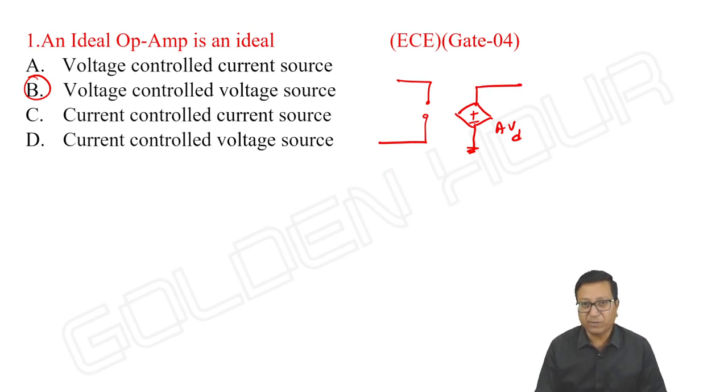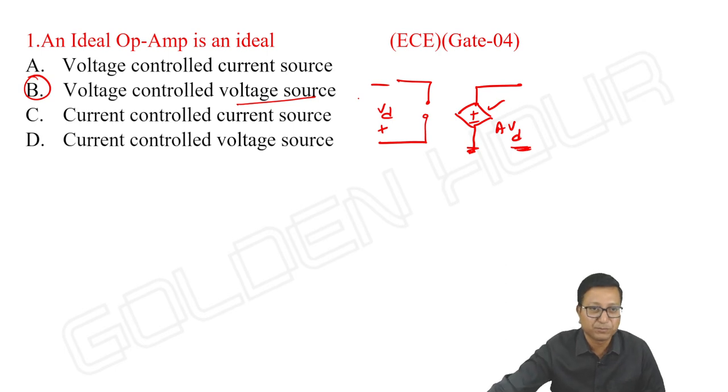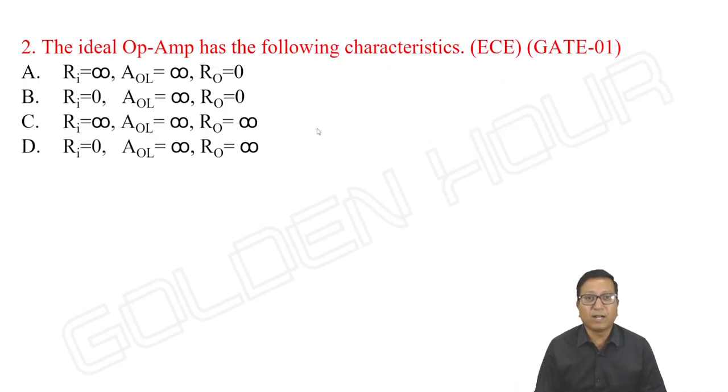So a dependent voltage source. That's a voltage source, which is controlled by voltage. VD is the differential input voltage. That's why we write, it is a voltage source controlled by voltage. Voltage controlled voltage source. Ideal op-amp has the following characteristics. It has infinite input impedance, infinite gain, AOL stands for open loop gain, and zero output resistance. A is correct.